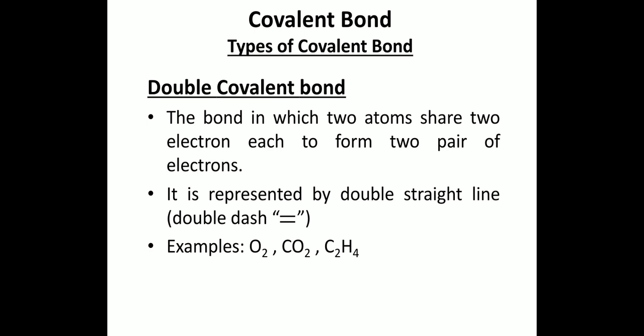If they share 1 electron, they make a single covalent bond. If they share 2 electrons each, then they make a double covalent bond. Examples are oxygen molecule, carbon dioxide, and ethane. Now we explain the formation of a double bond with the help of an example, that is, the oxygen molecule.